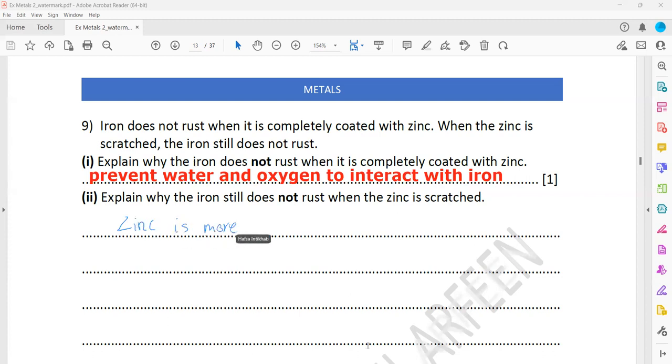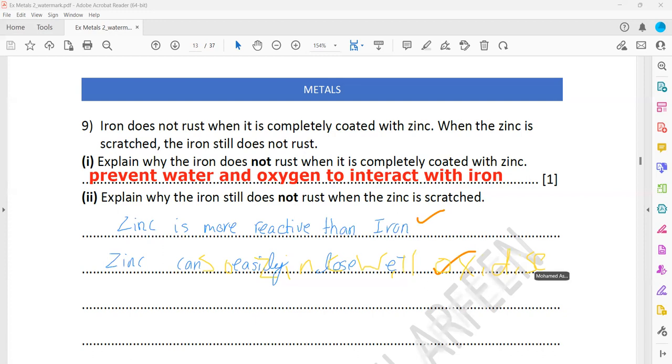So the next question is usually a 3 mark to 4 mark question in which you have to compare. 1 mark is for comparing the reactivity: zinc is more reactive than iron. That is 1 mark. So zinc can lose electrons easily, or zinc can oxidize. That is the second mark. And the third mark is the transfer of the electron. You can mention that zinc loses electrons easily or oxidizes, second mark, or electrons are transferred from zinc to iron, or zinc to oxygen or zinc to water, not iron to oxygen. So that's how you score the marks.